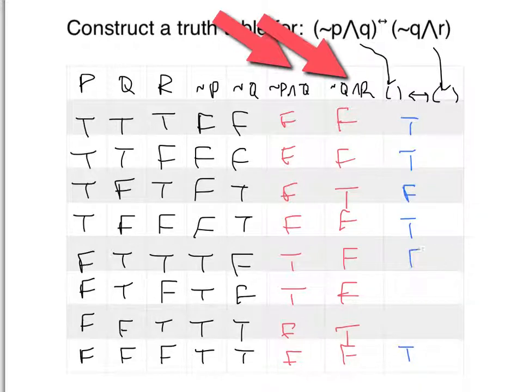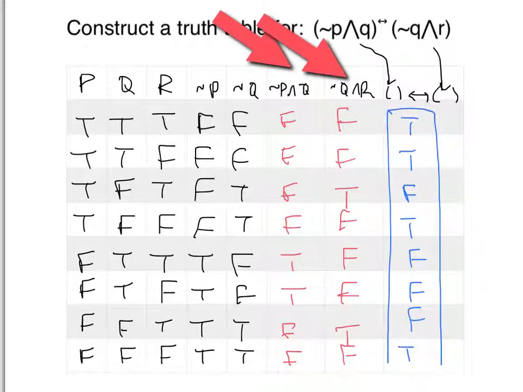We can now fill in the rest of this column as being false, and now our truth table is complete with the very last column being the answer to the truth table.